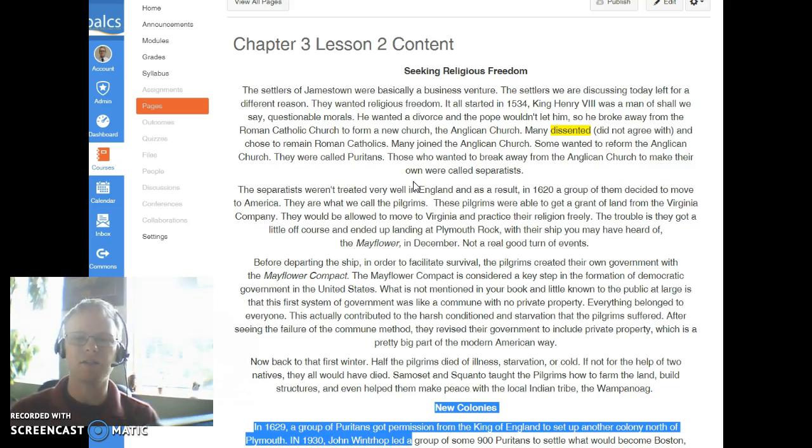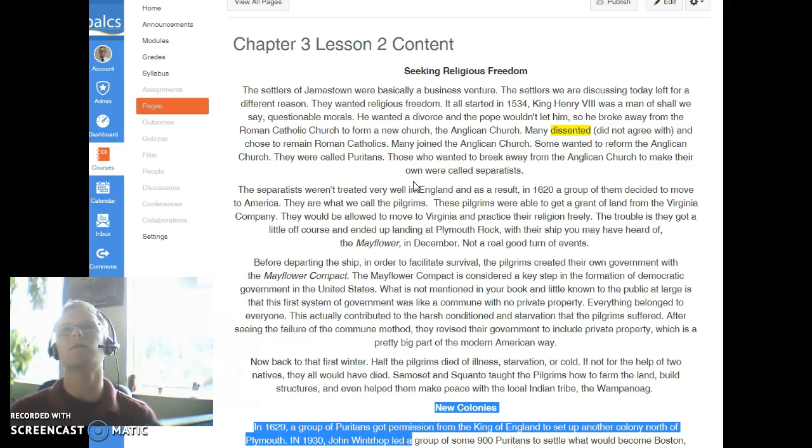Like, it wasn't my house, it was the house of the Plymouth colony, and I was just being allowed to live here for now. Same with the food and everything. Everything belonged to everybody. And this actually contributed to the harsh conditions and starvation of the Plymouth colony. People don't talk about that part.